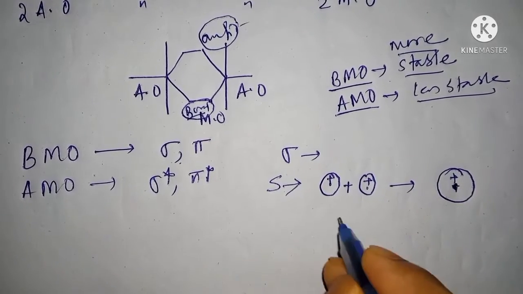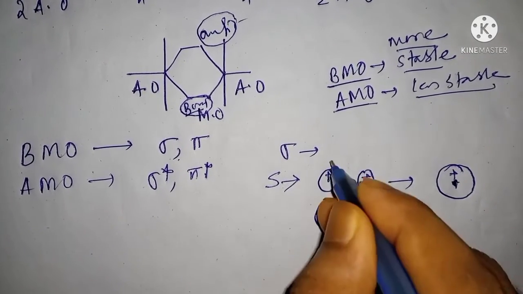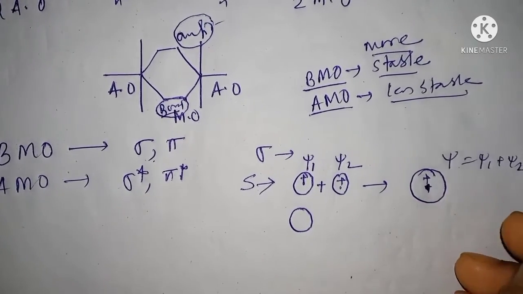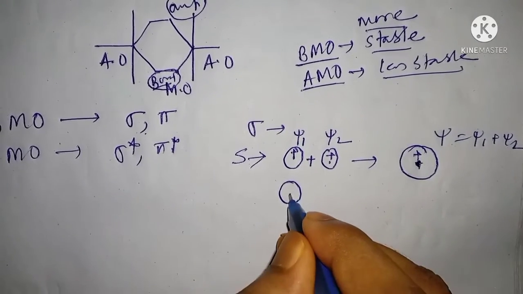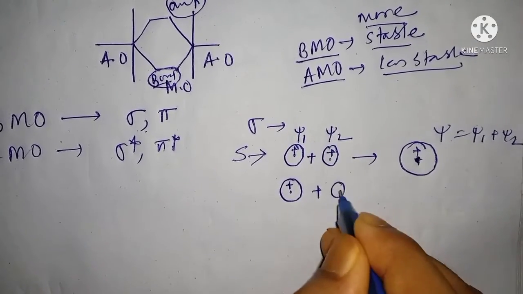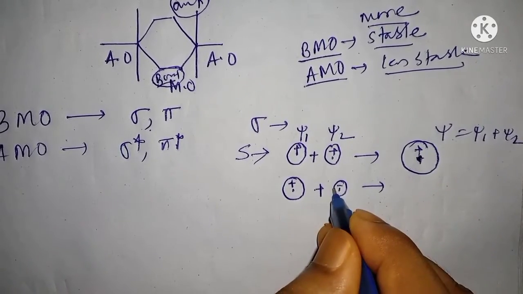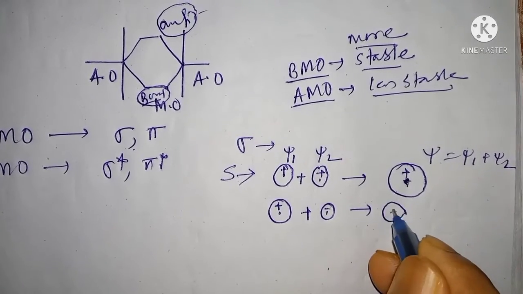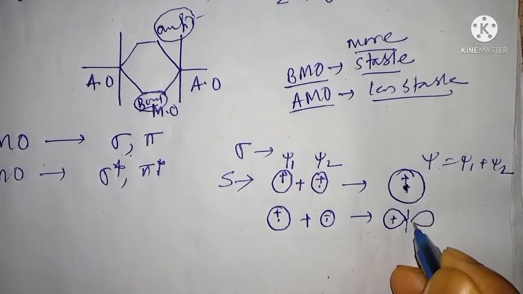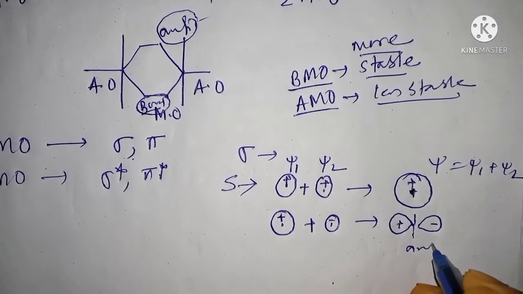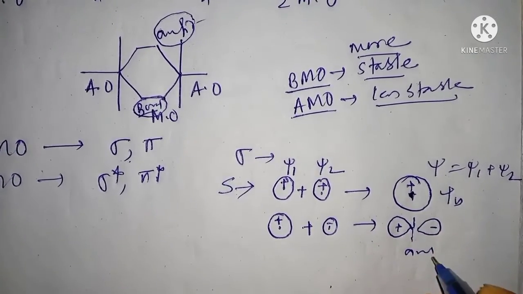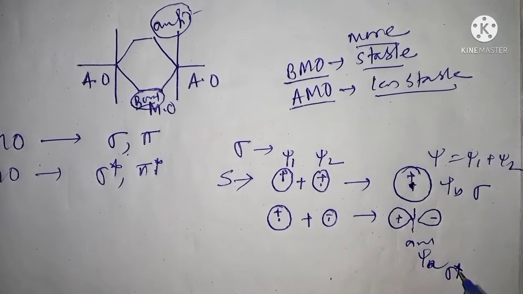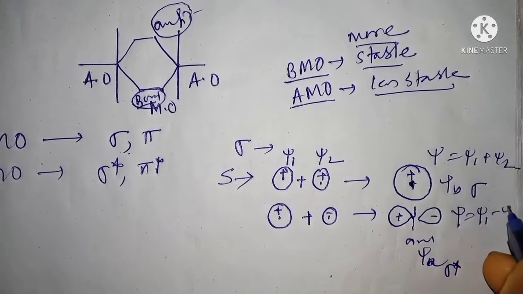And these are wave functions, psi 1 and psi 2, combining to form psi equal to psi 1 plus psi 2. Suppose this nucleus is positive and the other nucleus is negative. So this is a different phase. Different phase means repulsion or subtraction. So one is positive and another is negative, and this is the anti-bonding form. This is psi bonding and this is psi anti-bonding, sigma star, where psi equals psi 1 minus psi 2, subtraction.